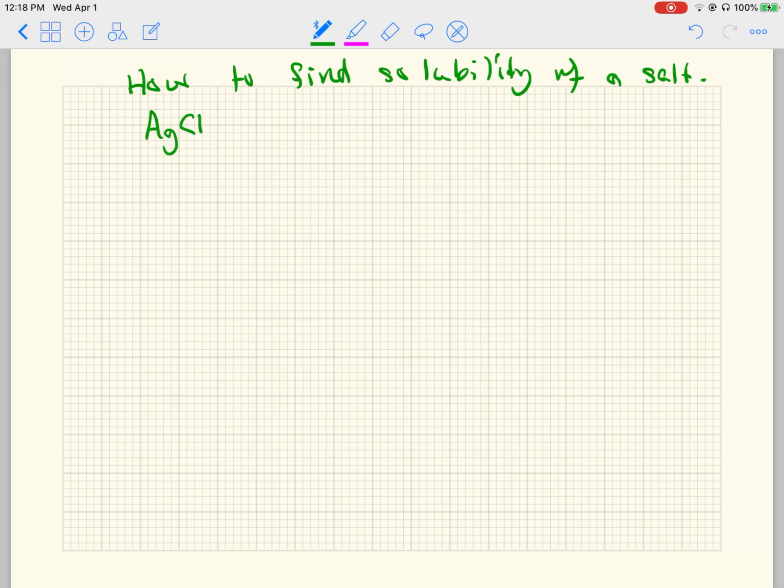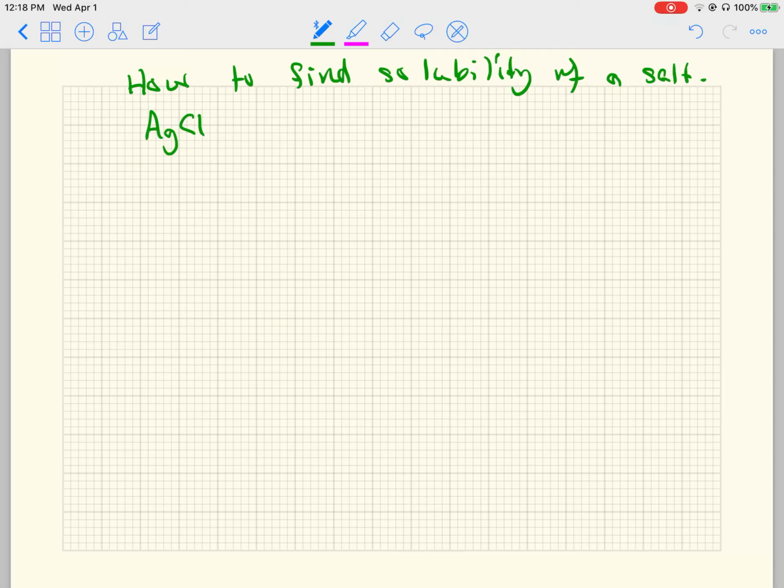So for this particular case, we're going to do a how-to on how to find the solubility of a salt. And to do that, the very first thing that you've got to do is know what the KSP looks like. And so let's say that we're looking for the solubility of silver chloride.